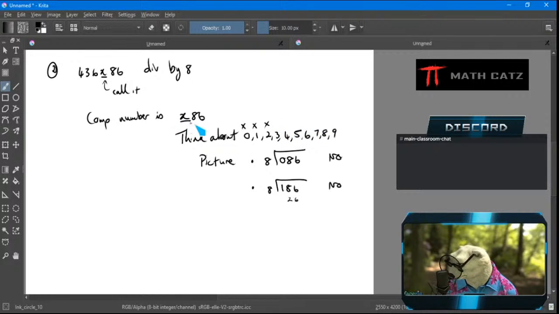386, I'm looking at 38. 8 goes into 38 with 6 left, right? 32. 66, no. It's going to be something left. I don't care what it is. I just need to know if there's something left. 486. 8 goes into 48, yes, but then there's 6 left. Nope. 586. 8 goes into 58 with 2 left. 26 is a no.